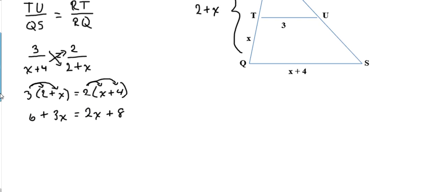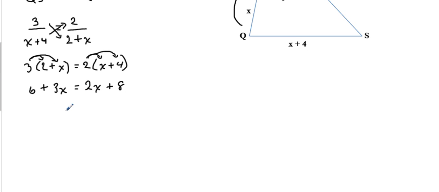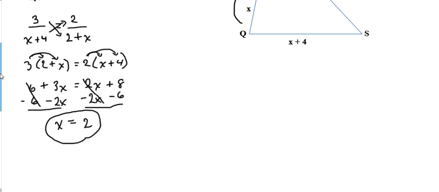Now we have to solve for X. In order to do that, we want to get all of the variables on one side of the equation and all the numbers on the other side. So I'm going to subtract 2x from both sides of the equation. By doing that, I am moving all the variables to the left side. If I move all the variables to the left side, I have to move all the numbers to the right side. Therefore, I'm going to subtract 6 from both sides. Now, the 6 and negative 6 become 0. 2x minus 2x also becomes 0. 3x minus 2x is x. And 8 minus 6 is 2. Therefore, x is equal to 2.